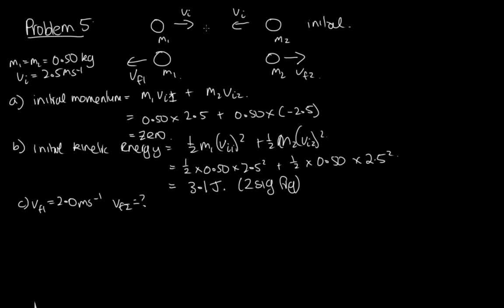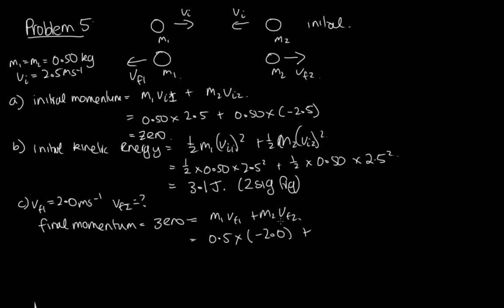So we know that the momentum up here was 0, so we need to have zero momentum down here as well so that the momentum is conserved during this collision. So we know final momentum is equal to 0, and it's equal to m1 vf1 plus m2 vf2. So this is equal to 0.5. Now we're taking to the left as negative. So this is minus 2.0 plus m2, which is 0.5 times vf2, and that is equal to 0.